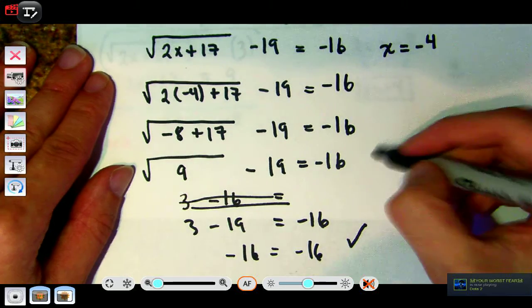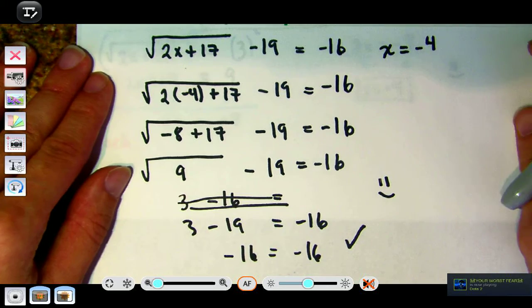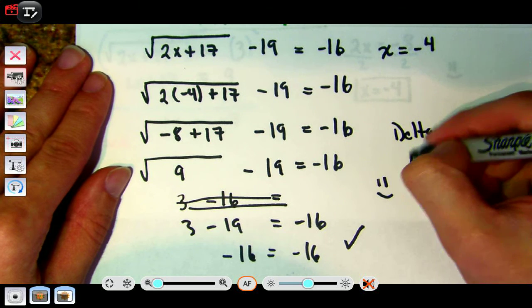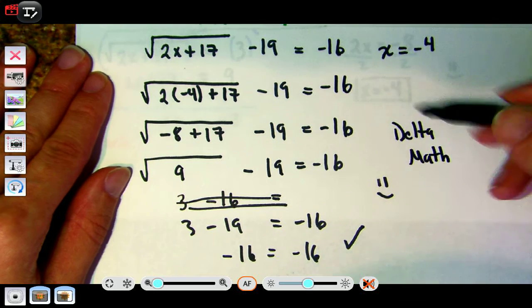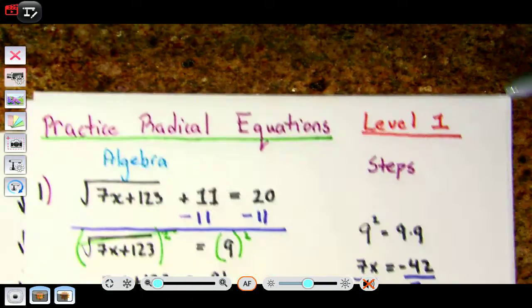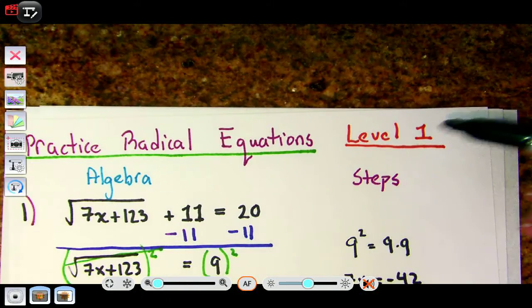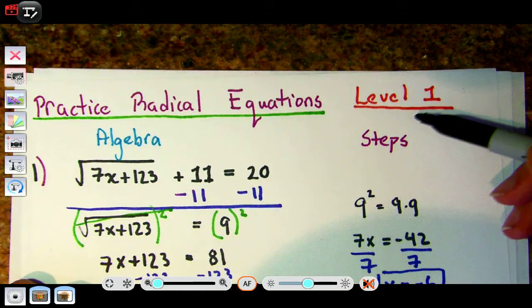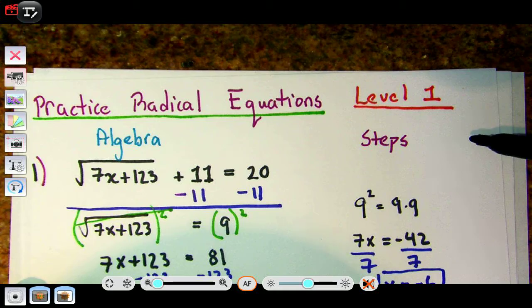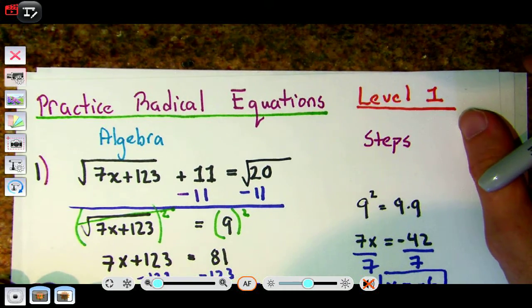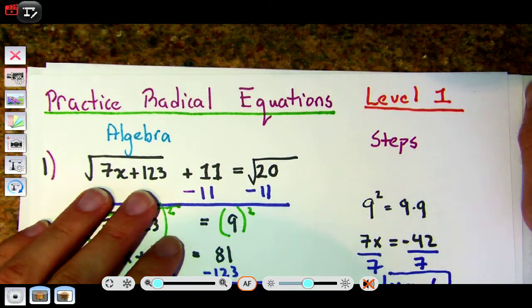Okay. I hope this lesson was fine. On Delta Math, there are some questions for you to practice. And notice that today we only worked on level 1 questions. There are more difficult types of radical equations that get a little bit more tricky. Like what happens if you have 2 radicals in the equation? How would you solve something like that? Okay. Enjoy. I'll see you soon.